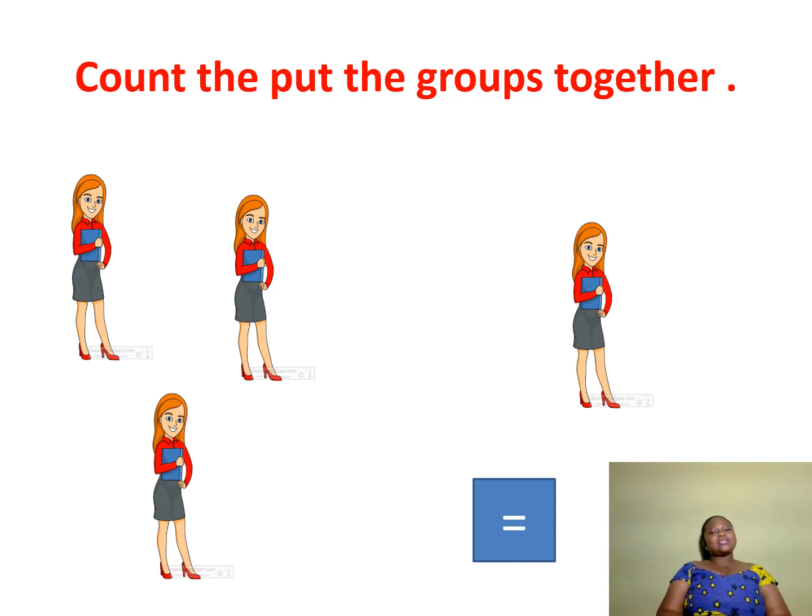Count and put the groups together. I'm going to count and put these groups together. There are 3 groups standing somewhere and 1 person alone in a group standing. So you're going to add all together and write the answer. Here there is no answer. You're going to provide your own answer. Is that clear? I hope it's well understood. Yes.